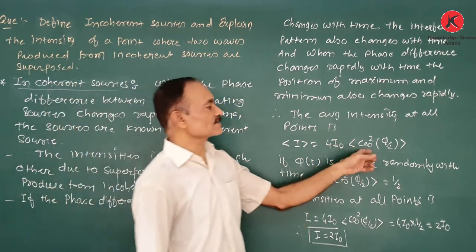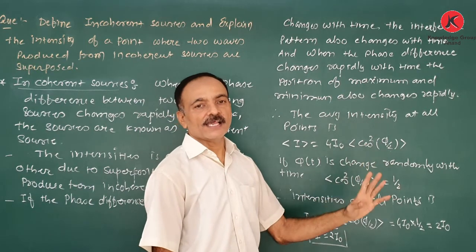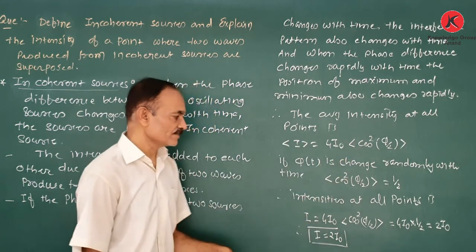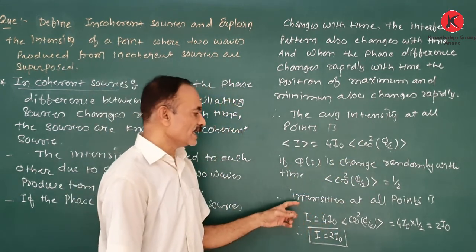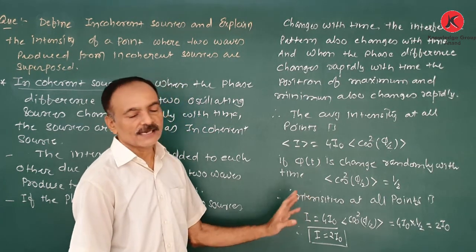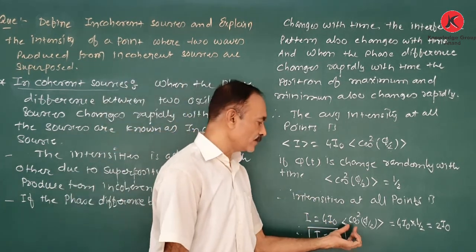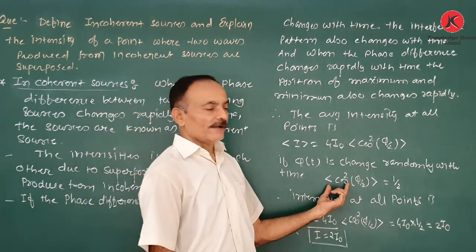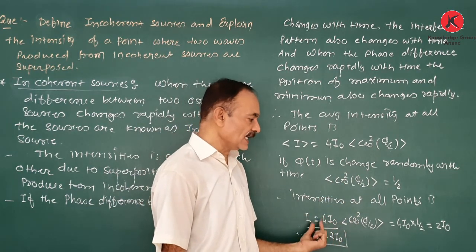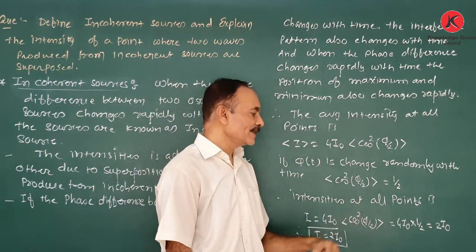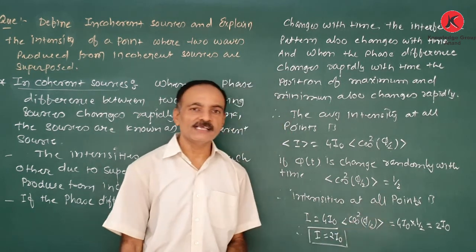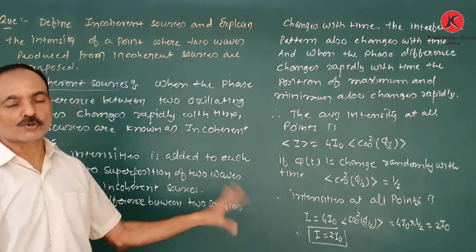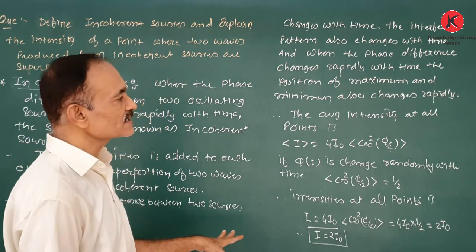In this equation, cos² (phi/2) represents the time-average term. Therefore, its value becomes half, and the intensity at all points is obtained: I = 4I0 average cos² (phi/2). Substituting the average term as half, I = 4I0 times 1/2, which means 2I0. So that is the expression of intensity for two waves originating from incoherent sources and superposed.